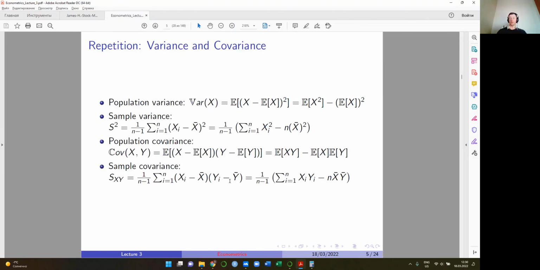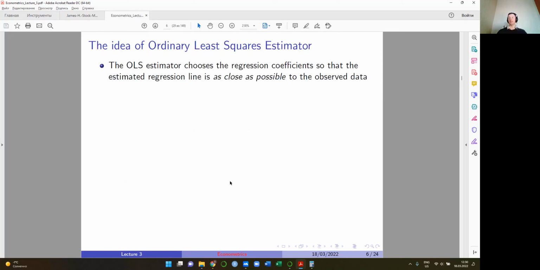Okay, so that was the repetition, and now let's go to the essential part. Let's discuss the new method of estimation. So you will know three methods now: method of moments, method of maximum likelihood, and finally there is going to be ordinary least squares estimation. So what is the idea of this method? So the OLS estimator chooses the regression coefficients so that the estimated regression line is as close as possible to observed data. I guess it's logical, right?